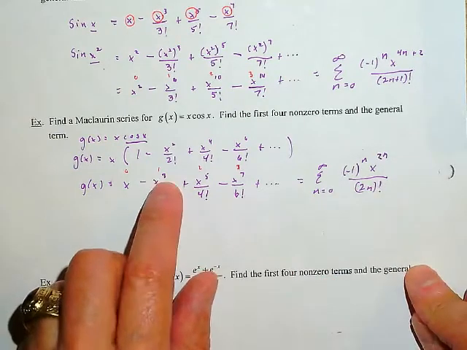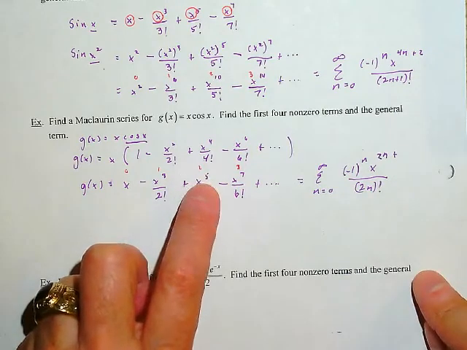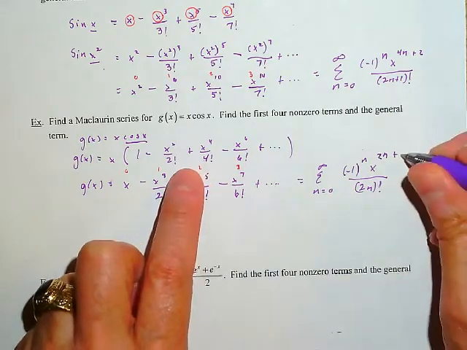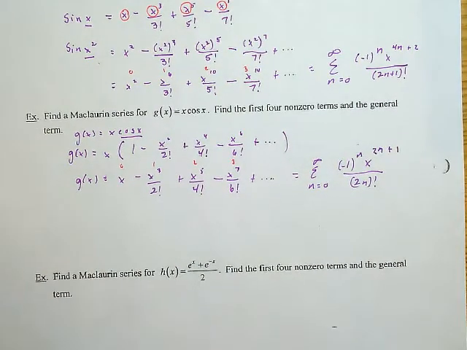But 2 times 1, how do I get to 3? Well, I'm going to add one more. 2 times 2, how do I get to 5? I'd add one more. So 2n plus 1 is your exponent for the x. So negative 1 to the nth power times x to the 2n plus 1 over 2n factorial.